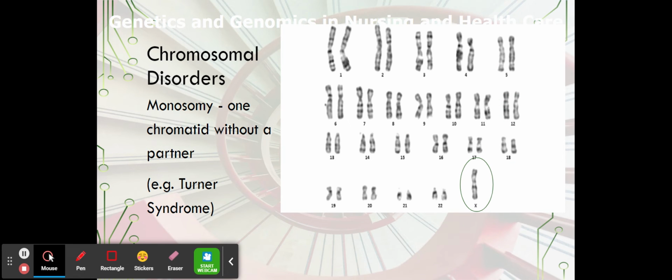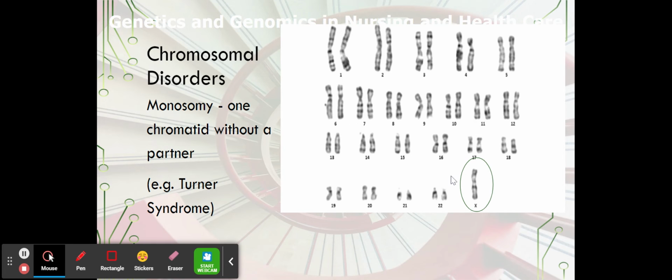Here we are with a monosomy. This is one chromosome. Actually, it should not say chromatid. It is a chromosome without a partner. So what we have here is 45 X.